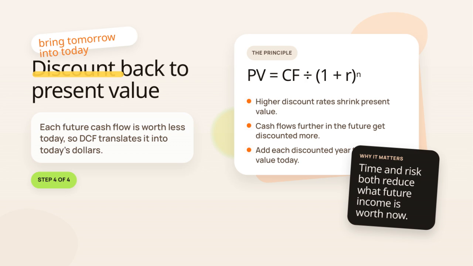By adding up each discounted year, we get an estimate of how much the entire stream of future income is worth right now. This matters because time and risk both diminish the value of future income. Understanding this helps investors make better decisions about what an investment is truly worth today.